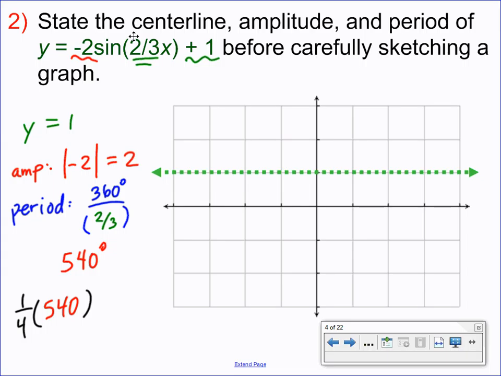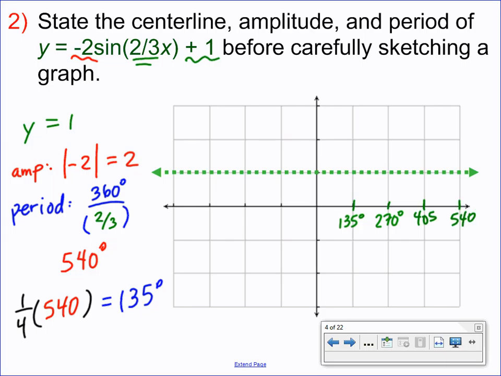135? Okay, so it looks like 135 is a quarter period. So when I go and make my demarcations on the X scale, I want every tick mark to be 135. Let's try. So here we go. 135 degrees, 270 degrees, 300, 405 degrees, and 540. Oh, that does work out well.